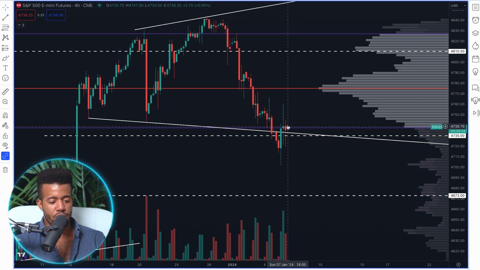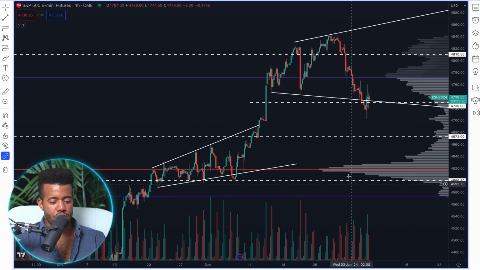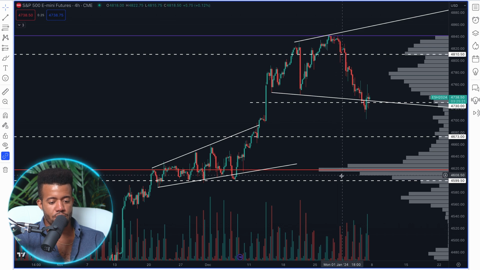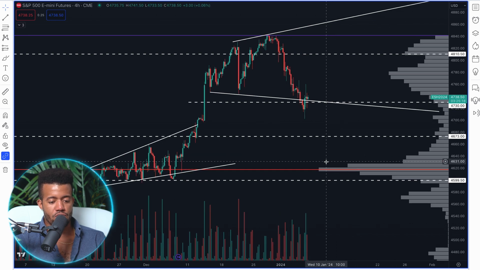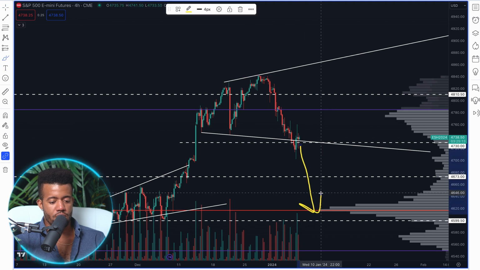It broke structure a little bit and it could very easily just do a lower low here and come down to the next major liquidity target, which would be like the 4,600 area, right? We see a lot of volume down here, 4,620. Could come down to this magnet down here. That would be my next target to the downside. The obvious target to the upside is back to the top of this.